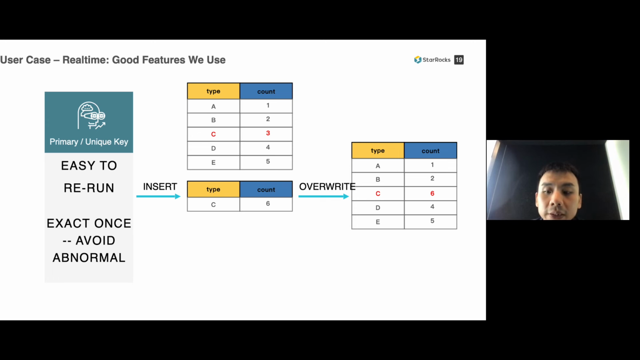For example, in this case, we want to update the row where type equals 0. In other databases, normally we need to delete the record first and insert a new one. However, in StarRocks, with a primary and unique key, you don't need to delete. Just inserting is good enough to overwrite.